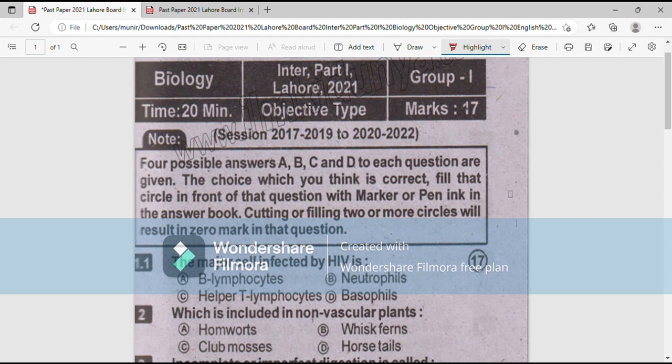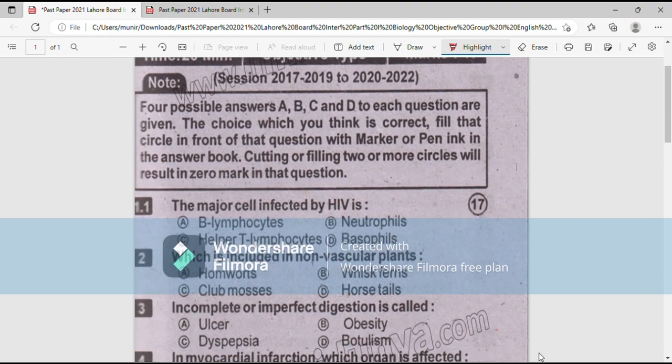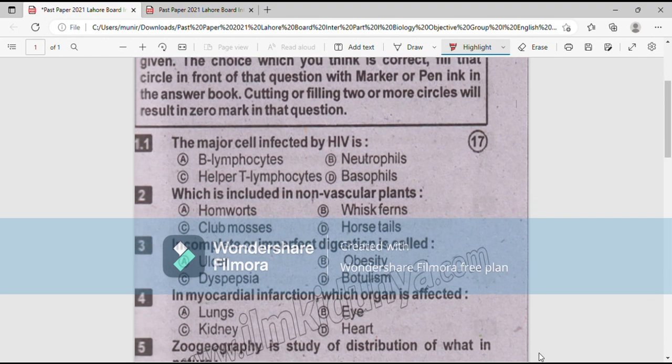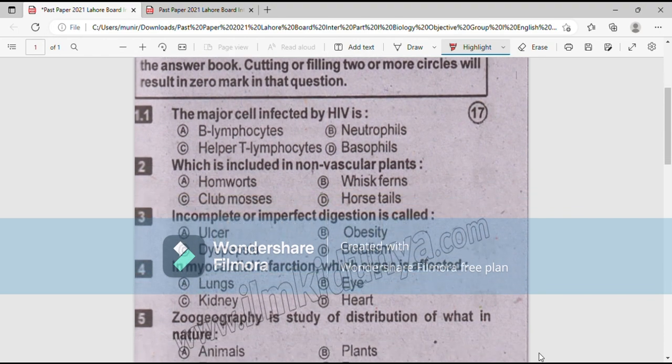Guys, the objective type paper will be of 20 minutes and it will consist of 17 marks and a total of 17 MCQs. So moving towards the MCQs, the first MCQ is: the major cell infected by HIV is. Option A is B lymphocytes, option B is neutrophils, C is helper T lymphocytes, and D is basophils.